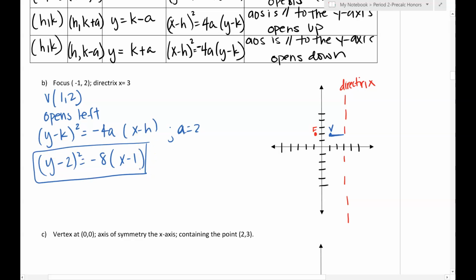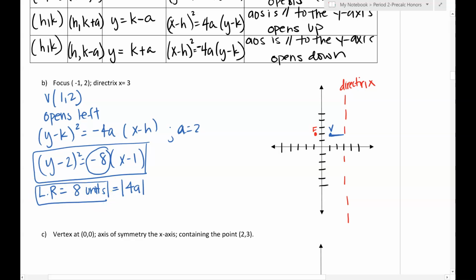Now we will define the latus rectum length, LR. The length is going to be 8 units, okay? 8 units. And how do I know it's 8 units? It's always this right here, okay? The latus rectum is always the absolute value of 4 times a. So this is going to be your latus rectum.